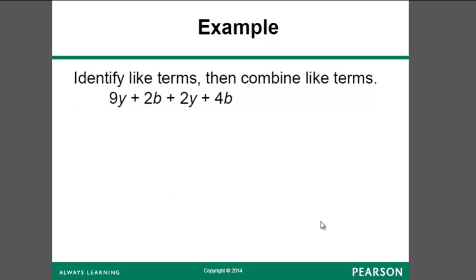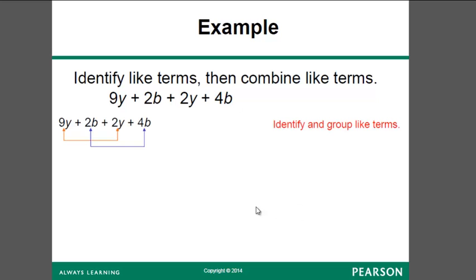Let's look at another example. Identify like terms, then combine like terms. I have 9y plus 2b plus 2y plus 4b. Okay, so I've got a 9y. Oh, I've got a 2y here. So these two would be considered like terms. Do I have any other like terms? Actually, I do. I have this group and this group. They are considered like terms. So I actually have two sets of like terms.